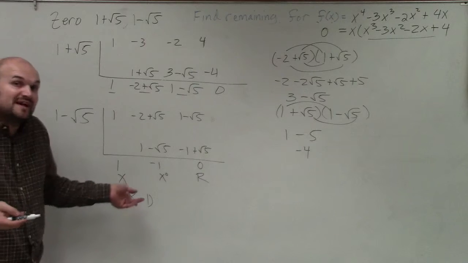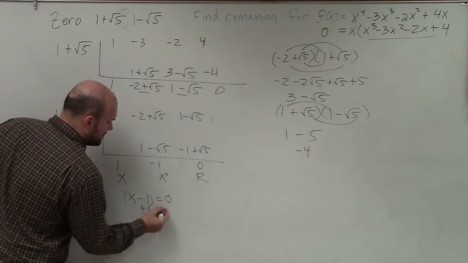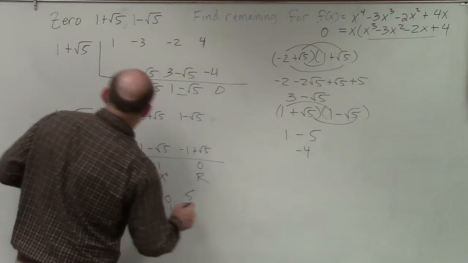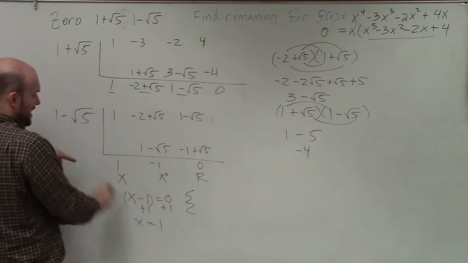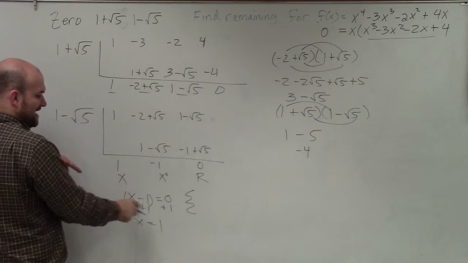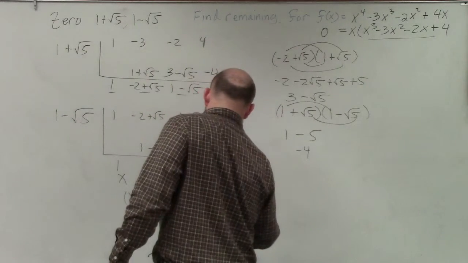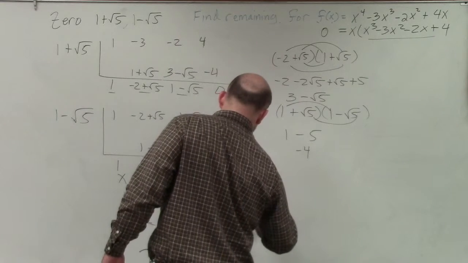Remember, if that's your other factor, to find the zero, you just set it equal to 0 and solve. x equals 1. So if I know my zeros, I was given these two as zeros, and then I found my x minus 1 as my other factor, and 1. So my zeros are 1, 1 plus the square root of 5, and 1 minus the square root of 5.